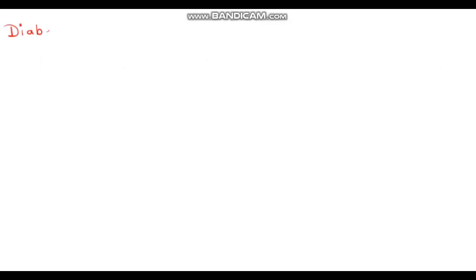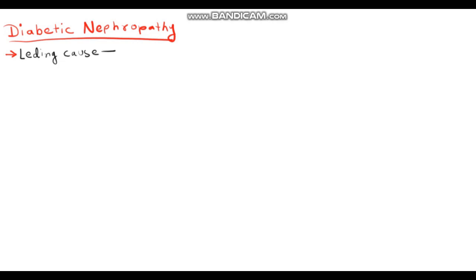Hello guys, today we will learn about diabetic nephropathy. Diabetic nephropathy is a kidney disease which is mainly seen in diabetic patients who have uncontrolled diabetes. And let me tell you, diabetic nephropathy is one of the leading causes of chronic kidney disease in the world. Now let us see the pathogenesis of the disease.